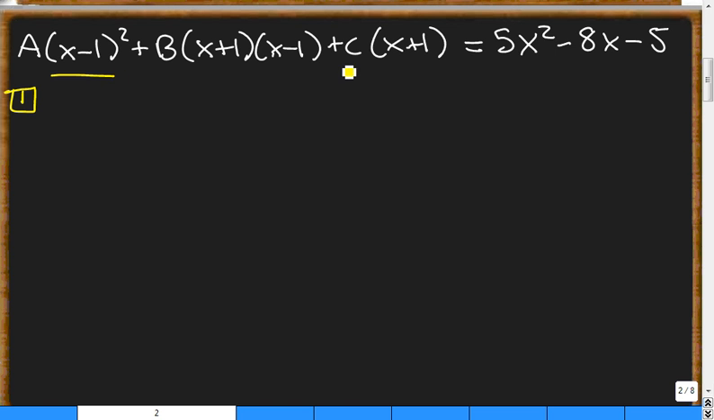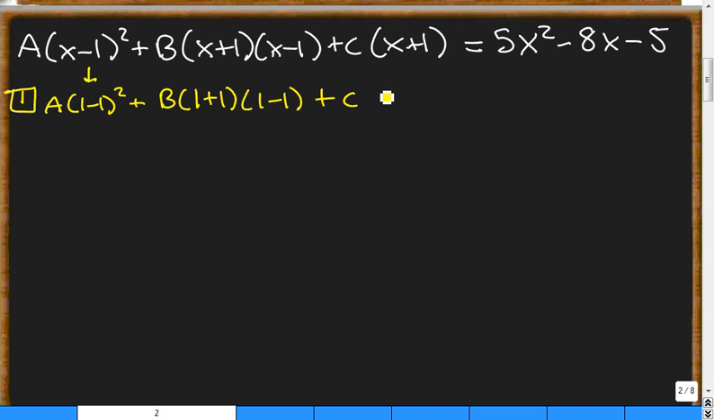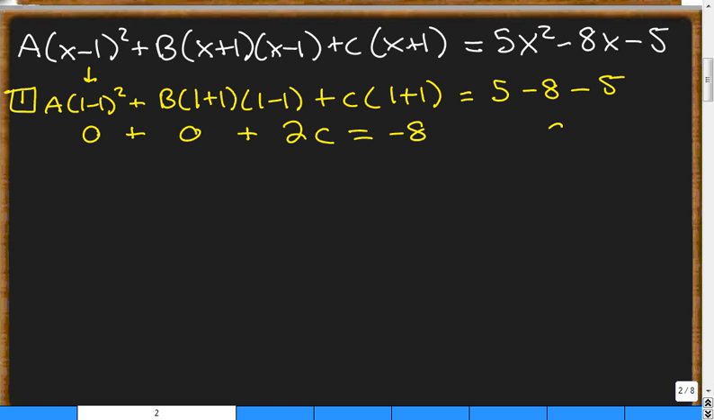Now that would be a number that could eliminate at least one or multiple variables for us. Well, if we plugged in 1, we would get a times 1 minus 1 squared plus b times 1 plus 1 times 1 minus 1 plus c times 1 plus 1 equals 5 times 1 squared, which is 5, minus 8 minus 5. So this zeros, this will zero, and we'll be left with 2c equals negative 8. So we get c to be negative 4 here. So we have that number automatically. Well, that's excellent.